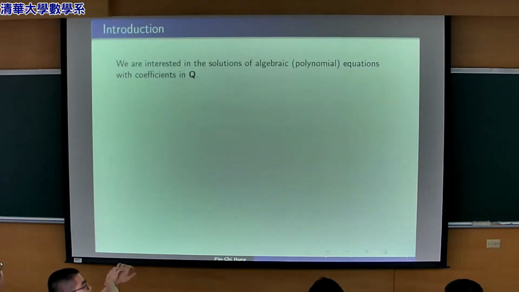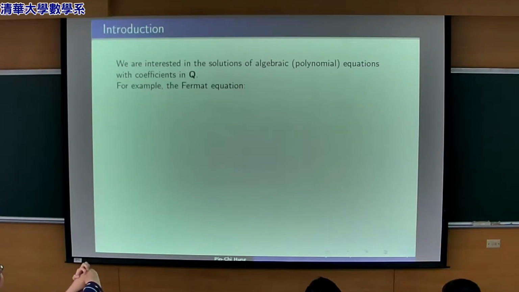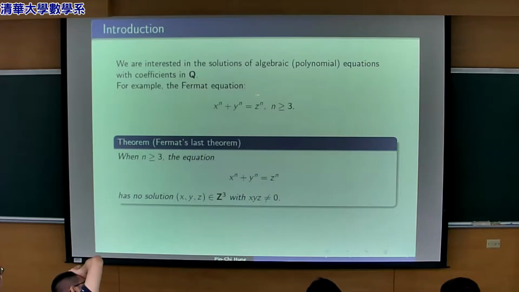In number theory, there are many branches. One branch is to study the solutions of a polynomial equation with coefficients in Q. One famous question is the Fermat equation. Fermat's last theorem states that those equations have no integral solutions that are all non-zero.